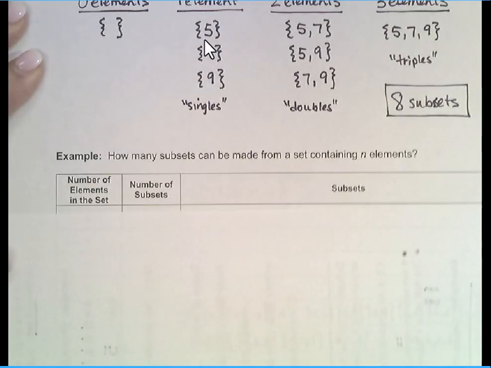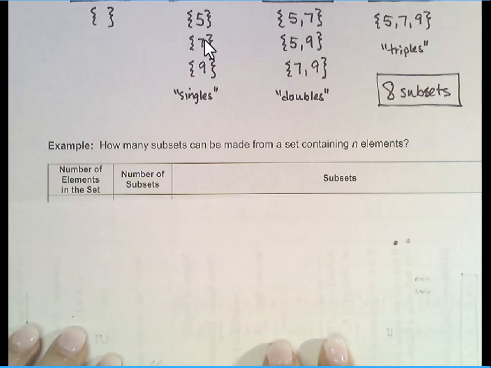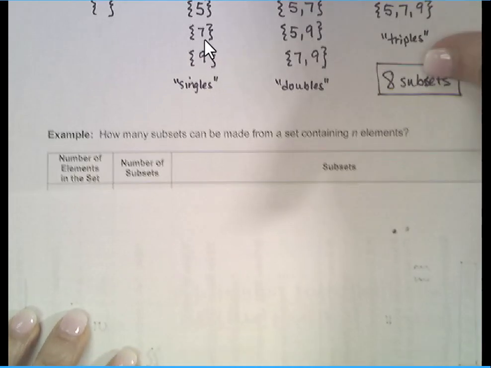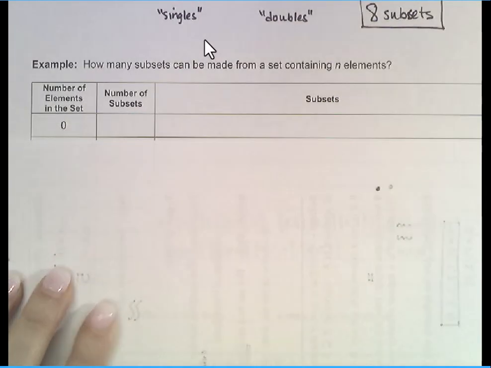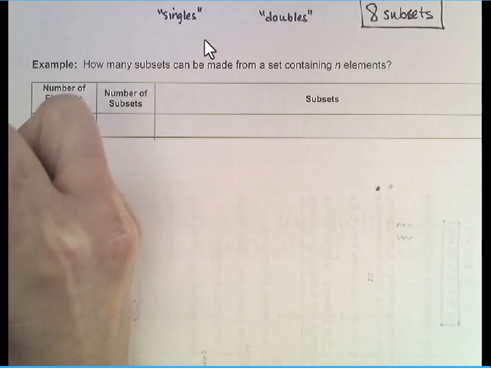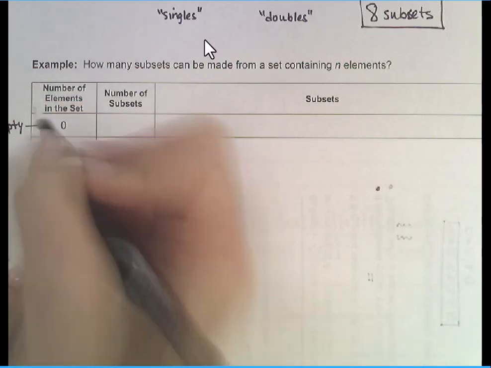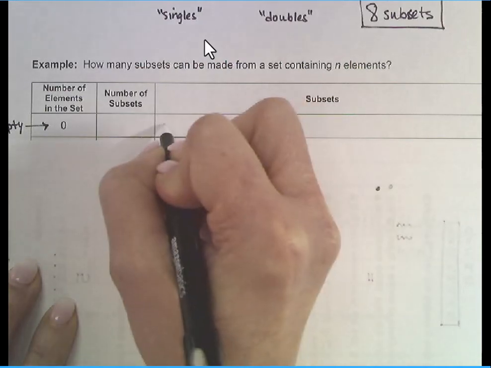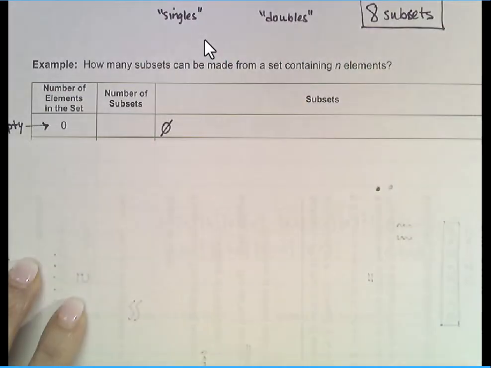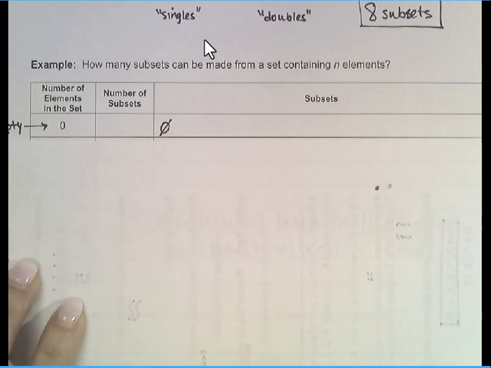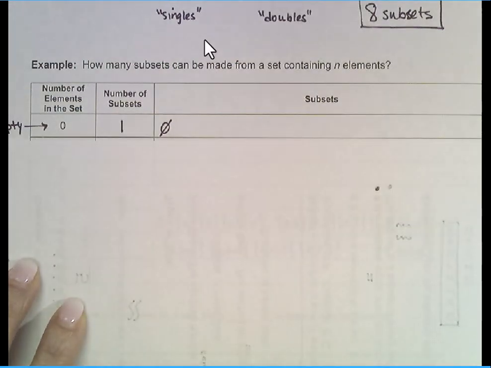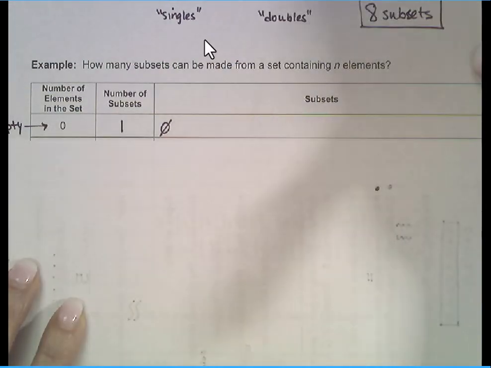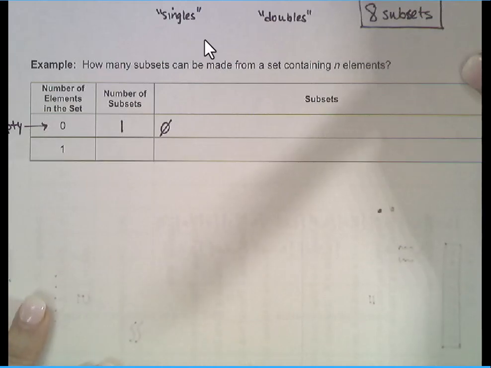So we're going to start it off with a table here. How many subsets can be made from a set containing n elements? We're going to start off nice and easy here. We're going to start with 0. If there are no elements in the set, this is literally the empty set, then I'm going to write the subset like this. The only subset of the empty set is just the empty set. It's not terribly exciting, but there is only one subset, and it's the set itself. Kind of boring.